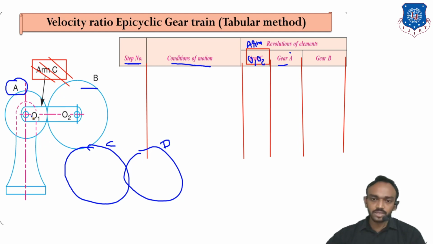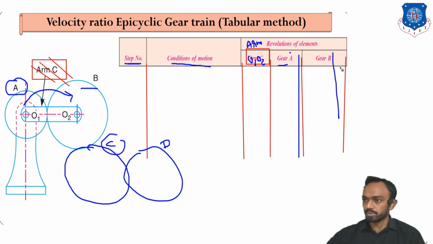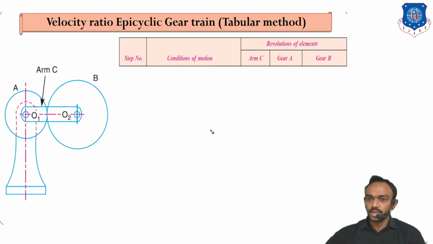So whatever the gear, start with any one gear and go one by one. It means A is connected to B, so B will be after A. There is a C, B and C are connected, so after B there will be C. In this manner you have to write all the gears and the arm, okay.